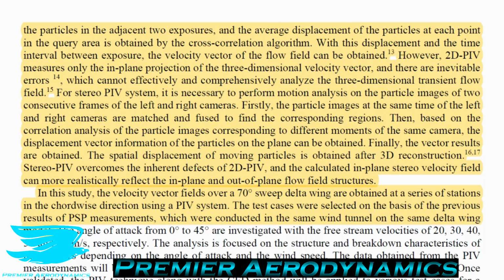Then they say, then based on the correlation analysis of the particle images corresponding to the different moments of the same camera, the displacement vector image information of the particles on the plane can be obtained. Finally, the vector results are obtained. So the spatial displacement of moving particles is obtained after 3D reconstruction. So stereo PIV overcomes the inherent defects of 2D PIV, and the calculated in-plane stereo velocity fields can be more realistically reflected in the in-plane and out-of-plane flow field structures.